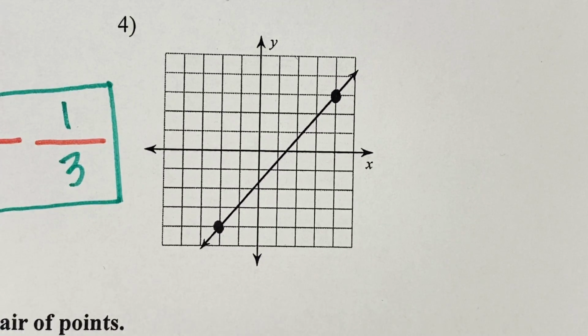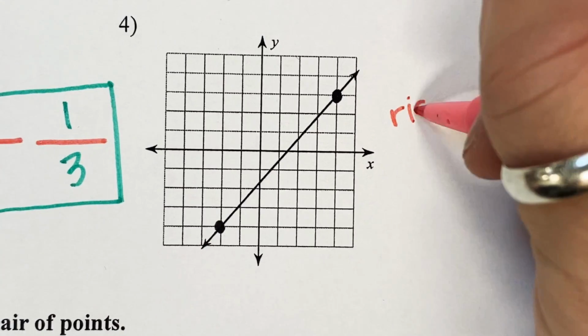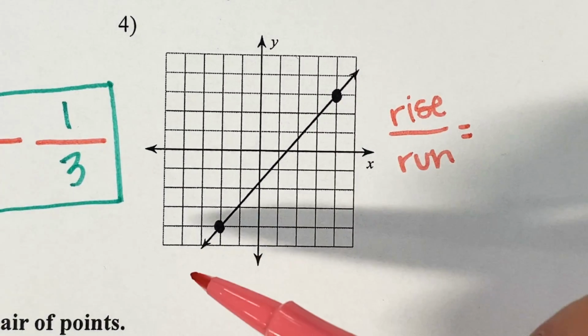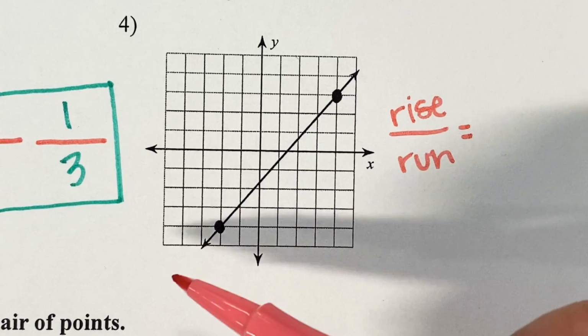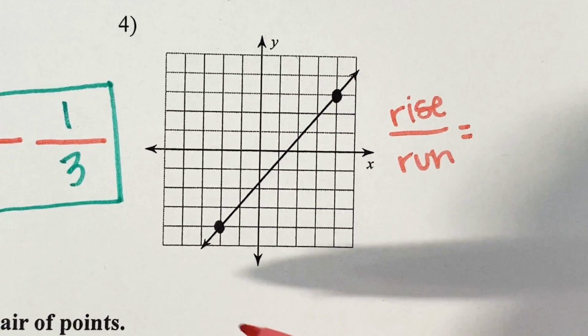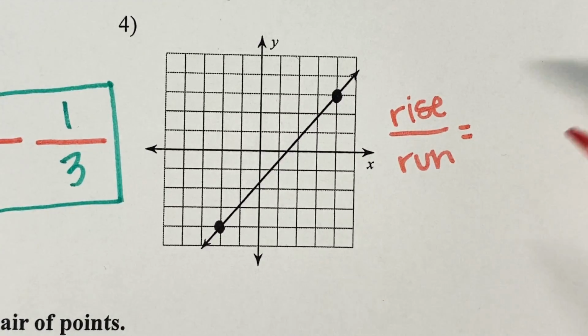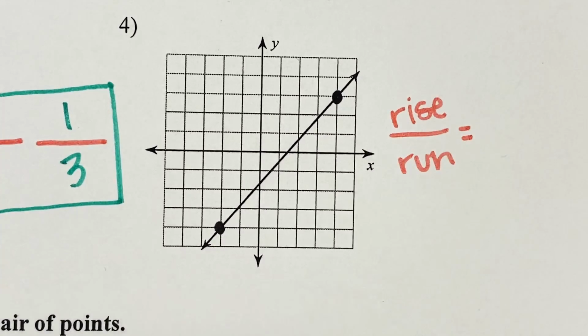So we're going to do the same thing. We have rise over run. Okay, now is this slope going to be positive or negative? This time the line is going up and to the right. So we know our slope is going to be positive. So we don't need a negative sign. We also don't need a positive sign, right? So we can go ahead and just get right into our rise over run.